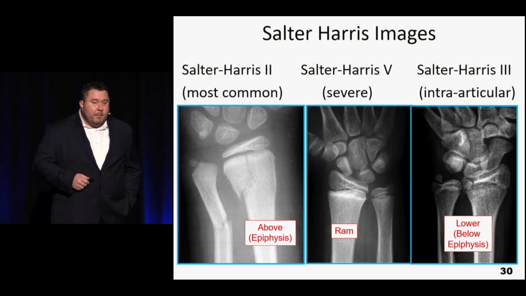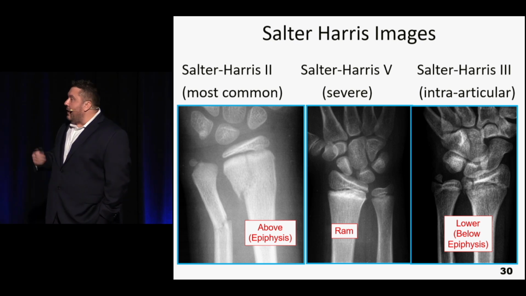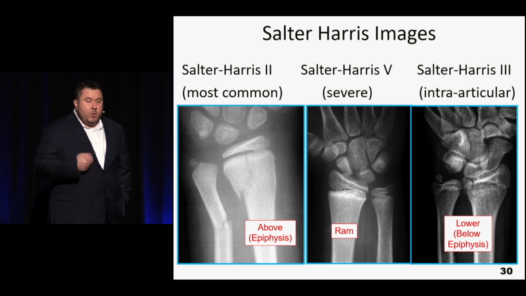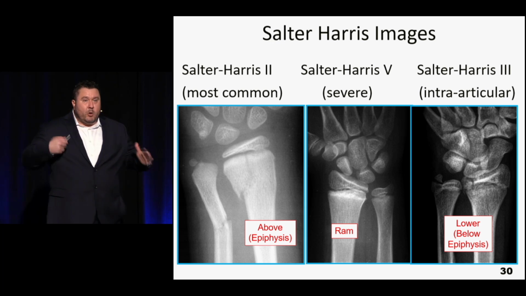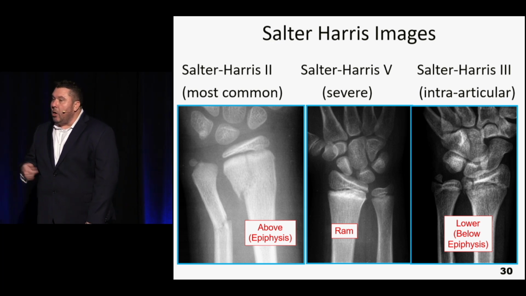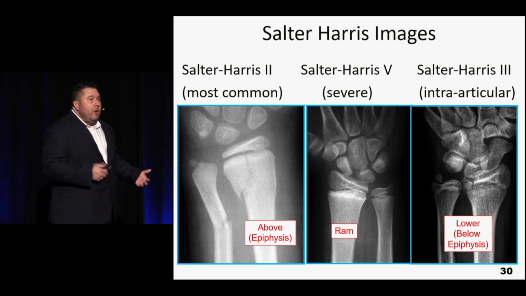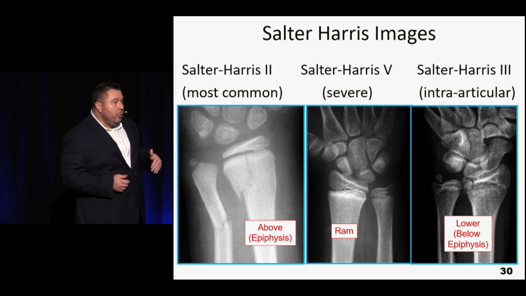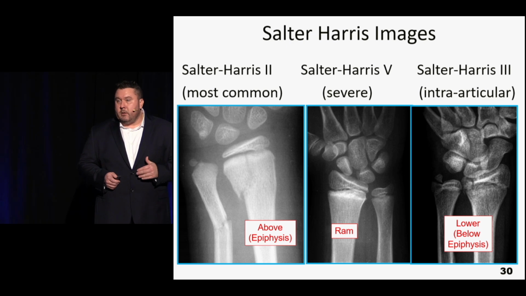Our most common here is the Salter-Harris 2. As you can see, it's right there above the epiphysis, where that ram-type injury has more of that crush-type jamming injury, and then definitely that lower one there below the epiphysis. But all these are concerning for impairment of bone growth if it involves that growth plate.